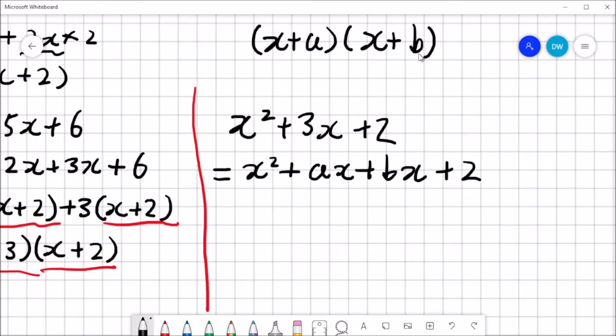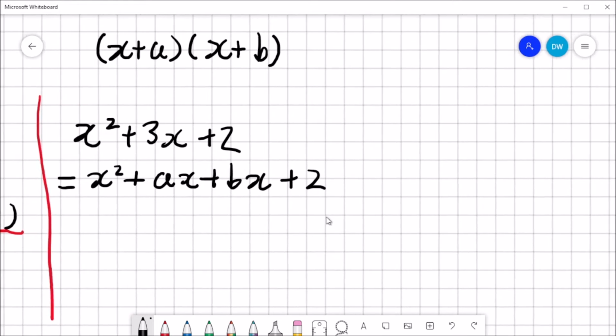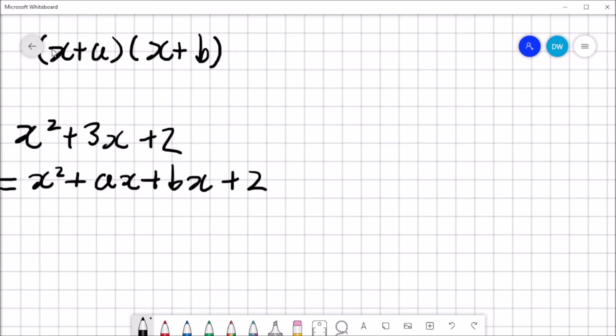What we need to find is what a and b are respectively, so that when we expand this expression, we'll end up with this, yeah? So let's try it. Let's expand this very generic expression with no regard to what a and b are. So let's say we have, let's just do it quickly, x plus a, x plus b.